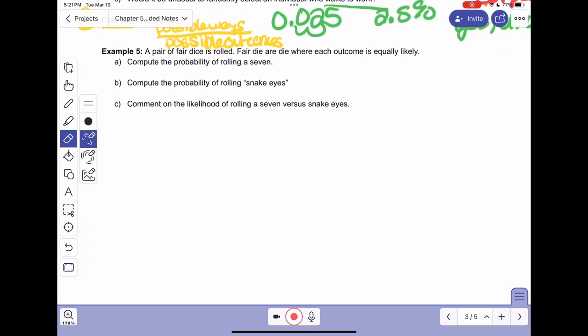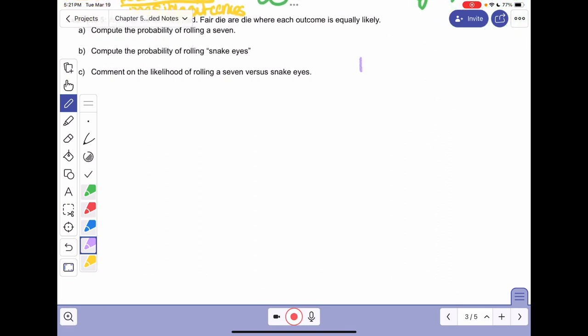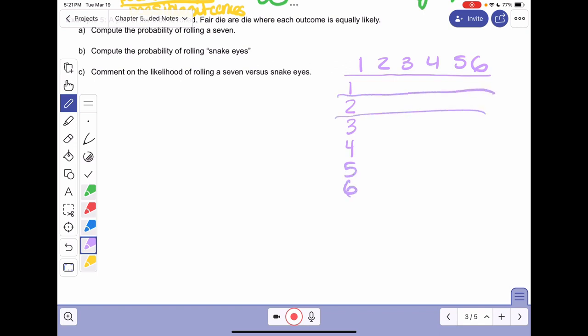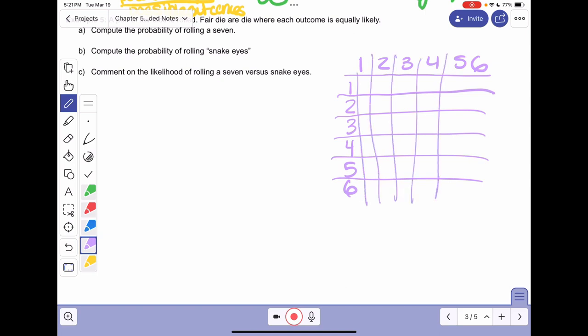All right. A pair of fair dice is rolled. Fair dice are where each outcome is equally likely. So all 6 sides are the same. And we're going to add together the sides. So to figure that out, on the first die, we could get 1, 2, 3, 4, 5, or 6. And on the second die, we could get 1, 2, 3, 4, 5, or 6. So that's what we could roll on our 2 dice. And then we add them together. So 1 plus 1 is 2, 1 plus 2 is 3, 3 plus 1 is 4, and so on.